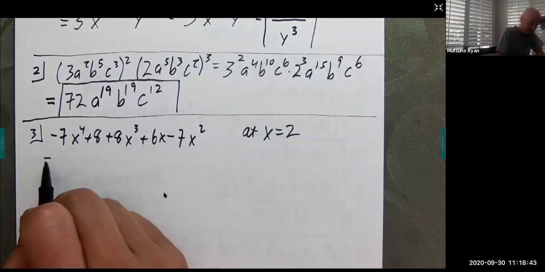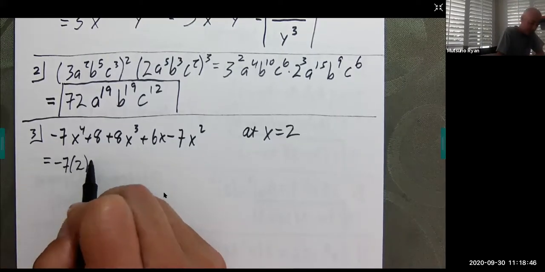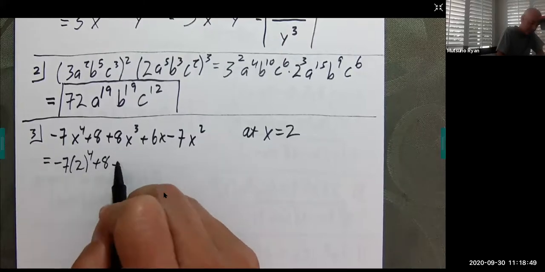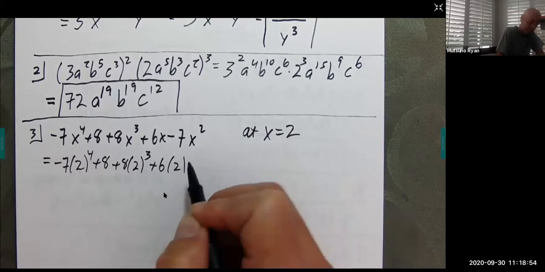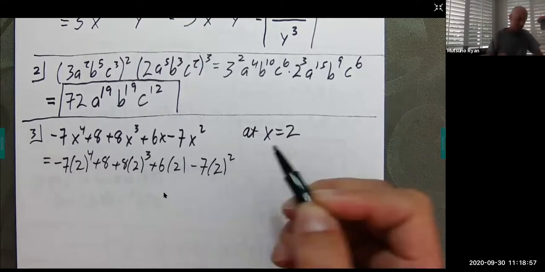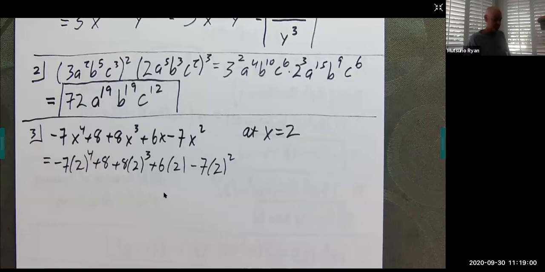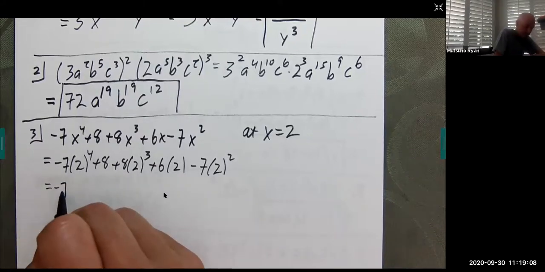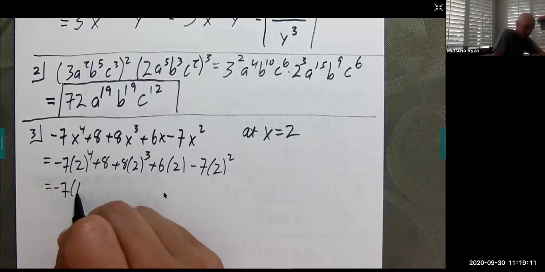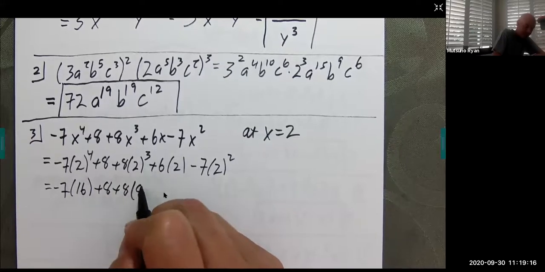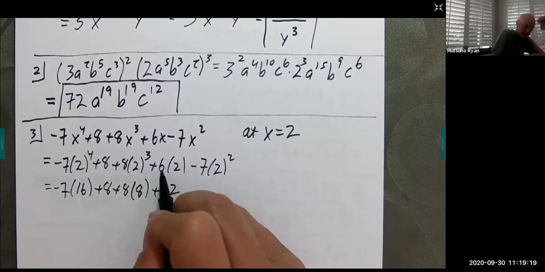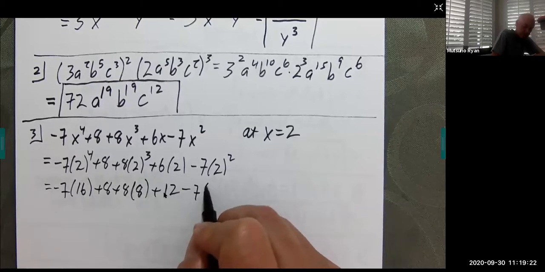So I'm going to follow my order of operations here very carefully. So even though I have parentheses, there's nothing to do in the parentheses. So what I'm going to do is go for the exponents. 2 to the 4th is 16. 2 to the third is 8. 6 times 2 is 12. And 2 squared, of course, is 4.